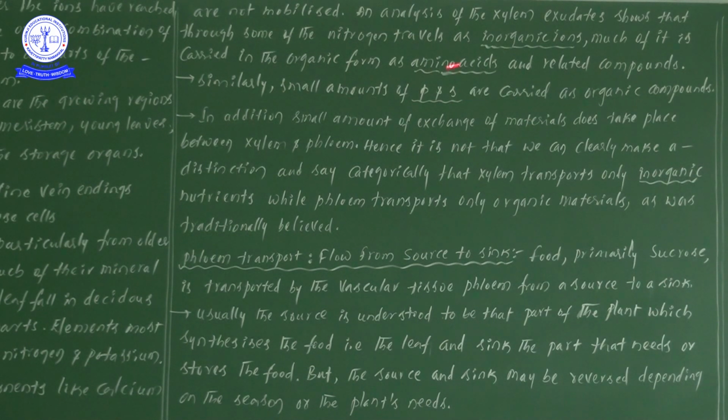But when we studied the perfect information about the xylem and phloem members, the chemical analysis gives information that it is not correct. Organic elements as well as inorganic elements or ions are transported in the xylem as well as the phloem.